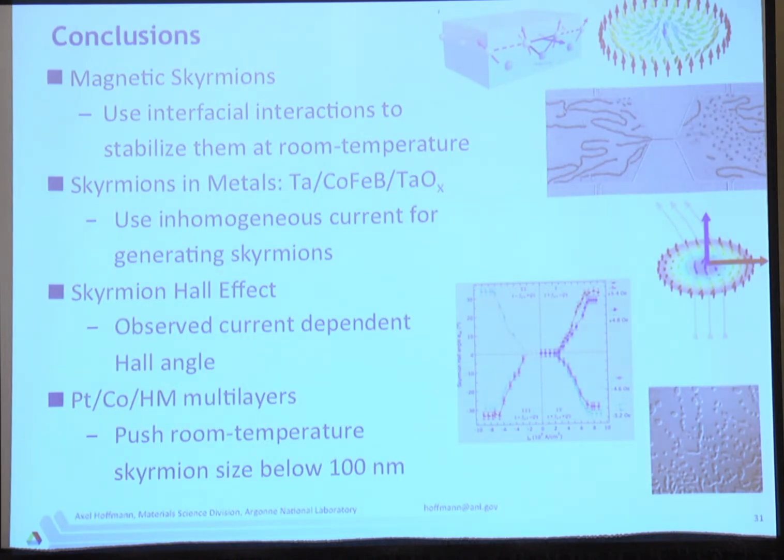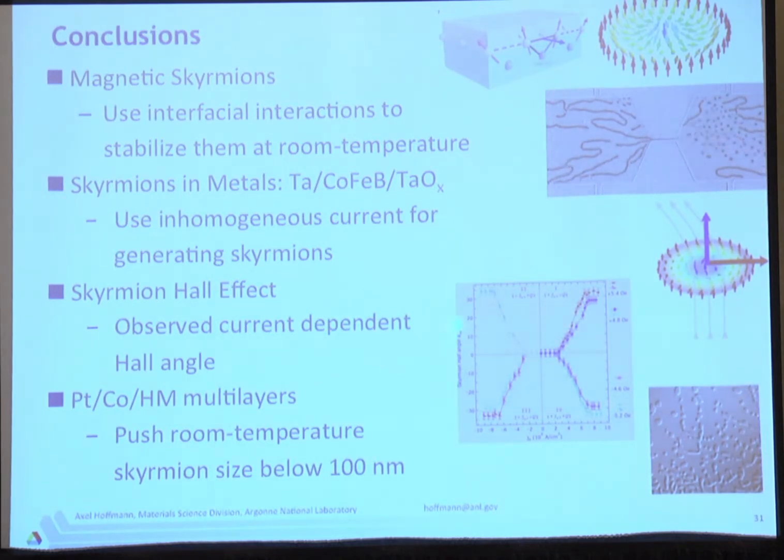I guess I didn't say that explicitly. Everything I showed you were room temperature measurements. By looking at tantalum, gold iron ore, and tantalum oxide, you see that you can use inhomogeneous currents for generating skyrmions. These don't necessarily have to be inhomogeneous currents, there may be other inhomogeneities that are important.